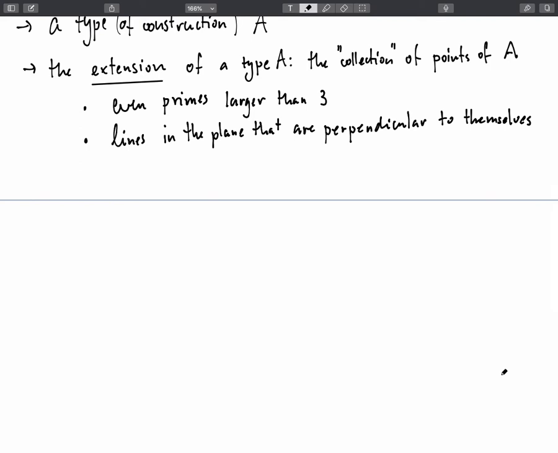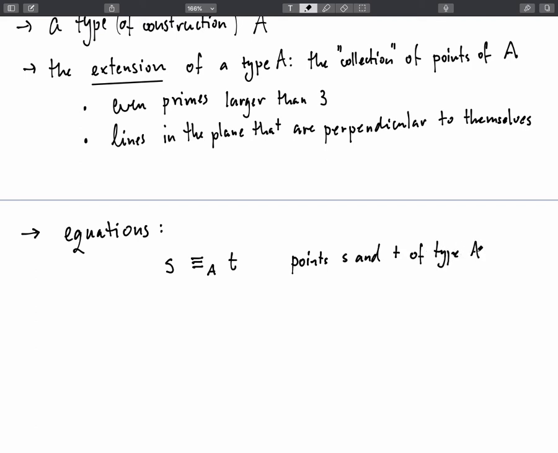The other half is equations. And so we need equations. So we are also going to have equations. And we're going to have two kinds of equations. One is we're going to be able to state that two points are equal.